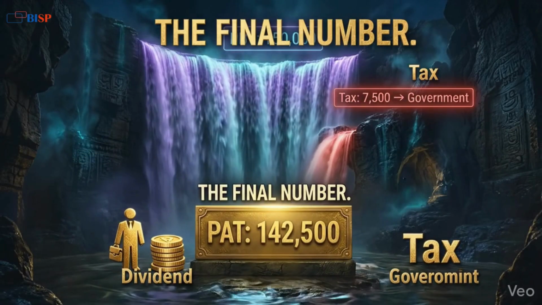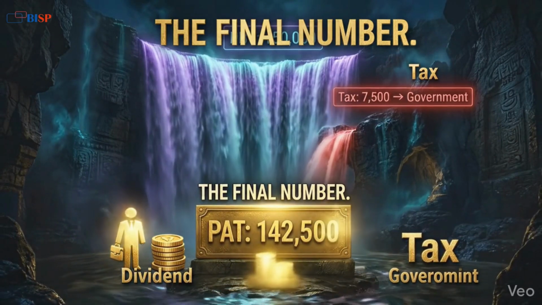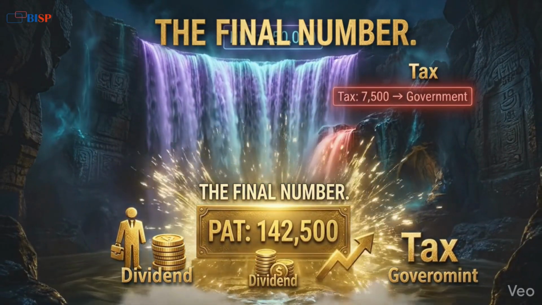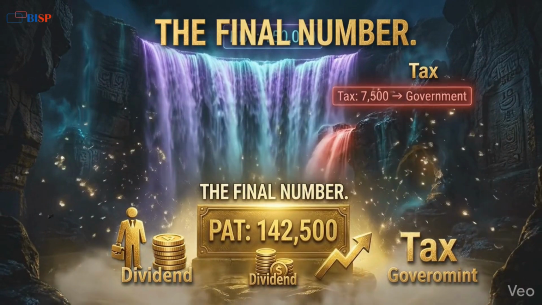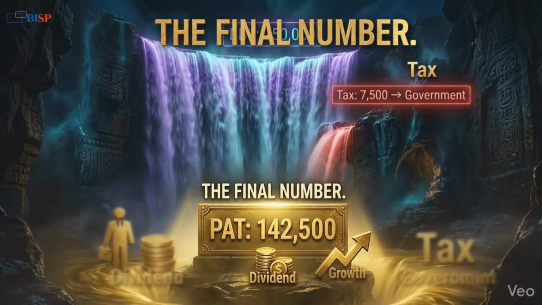Level 4, PAT, PBT minus tax amount. 150,000 minus 7,500, PAT is 142,500. The number that goes to shareholders, the number that drives every major financial decision.